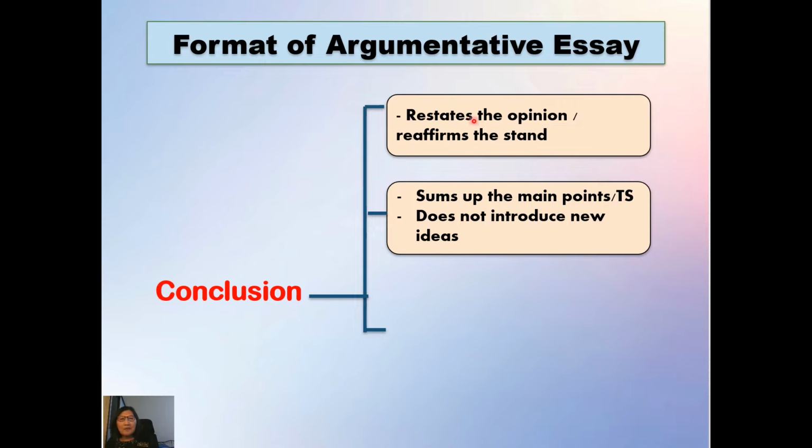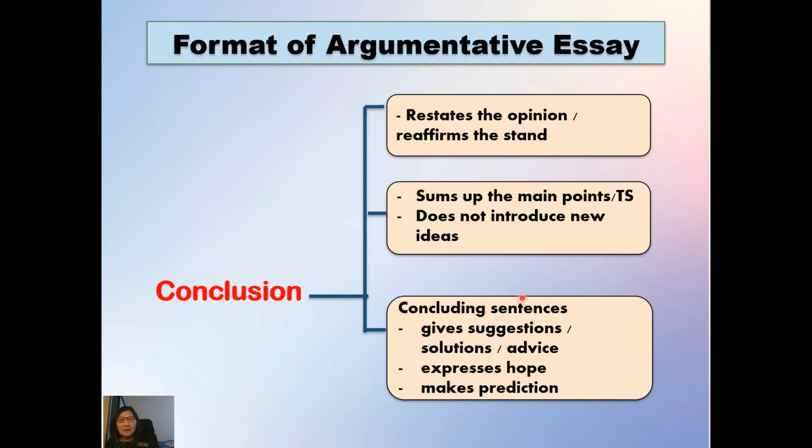Okay, once you have restated your opinion and summed up the main points, then you go to the last part of the conclusion. That is, you write a few concluding sentences. Again, there are strategies that you can use for writing your concluding sentences. You can give suggestions, you can provide solutions or advice, you can express hope, or you can make predictions. All right, these are some of the strategies that you can use. Of course, there are more strategies depending on which you prefer and which you feel comfortable with.